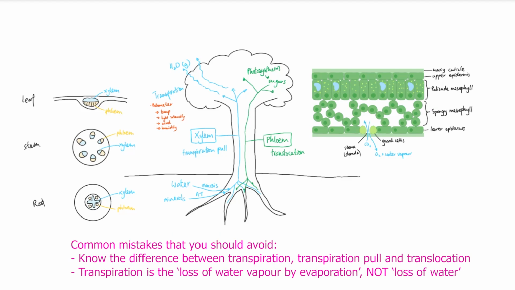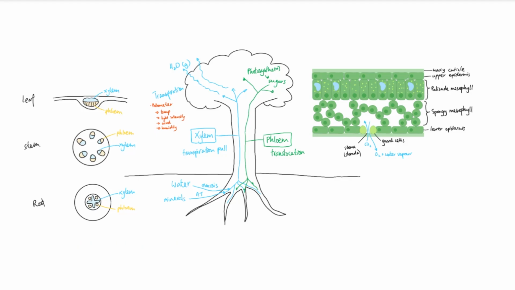Make sure you don't mix up between transpiration and transpiration pull. Okay, transpiration is the loss of water vapor by evaporation through the stomata. It is not the loss of water, because water doesn't just drip out of it. It's water vapor as a gas that evaporates out of it. Whereas transpiration pull is the movement of water, right, in comparison to translocation, which is the movement of sugars. So the words can be quite similar, but make sure you know the differences between them. So that's the overview of organizing plants.